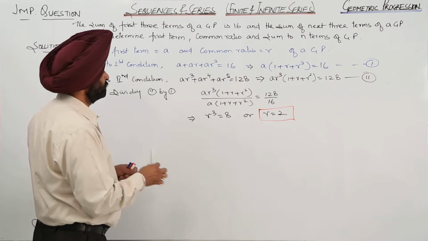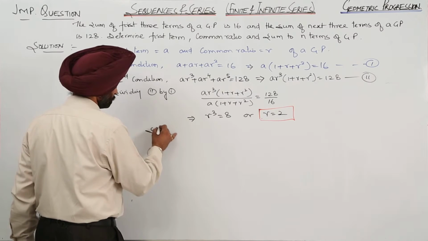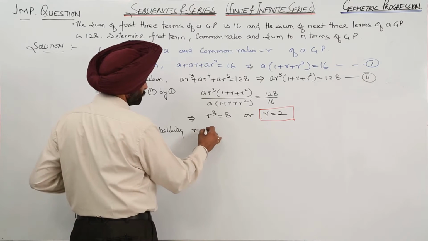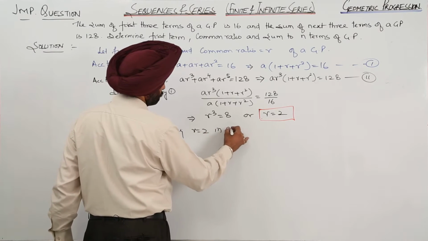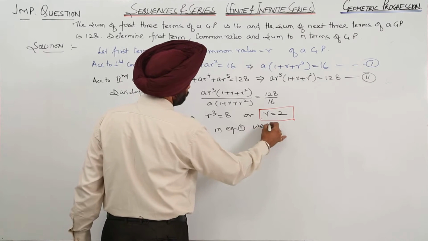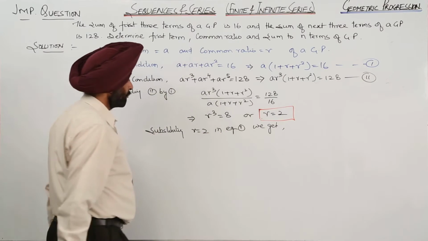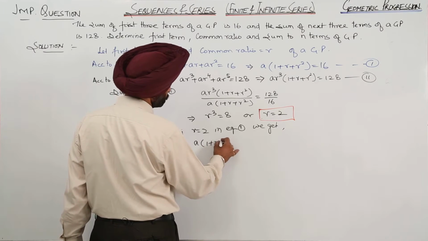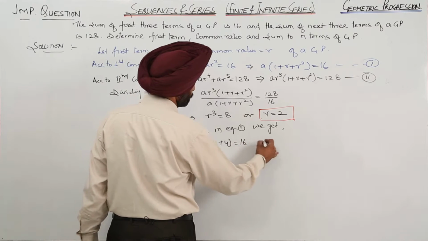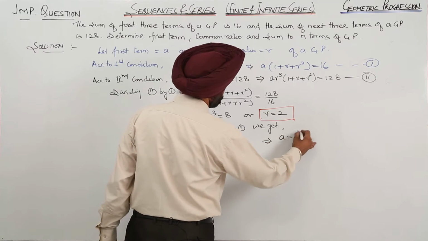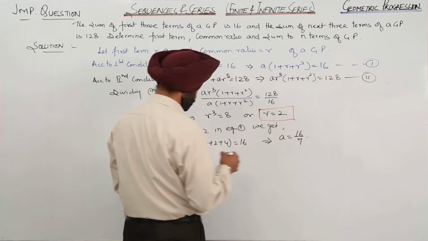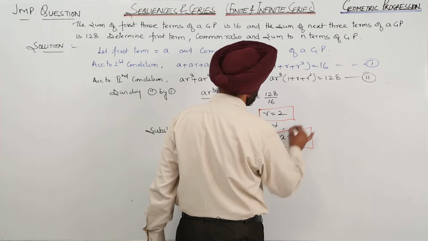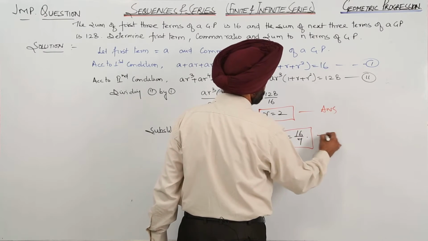Okay. Now, substituting R is equal to 2 in equation 1, we get A(1 plus 2 plus 4) is equal to 16 or A is equal to 16 by 7. Second answer. Okay. So, this is one of the answers.